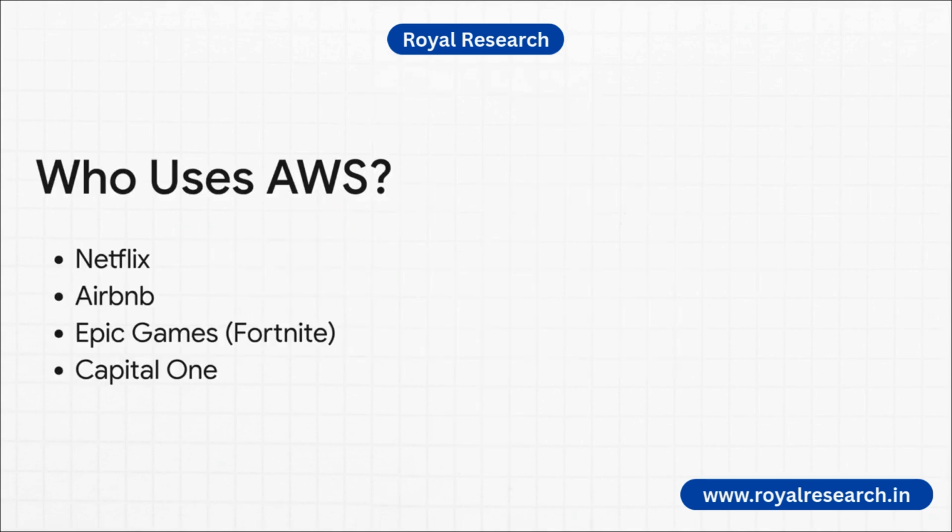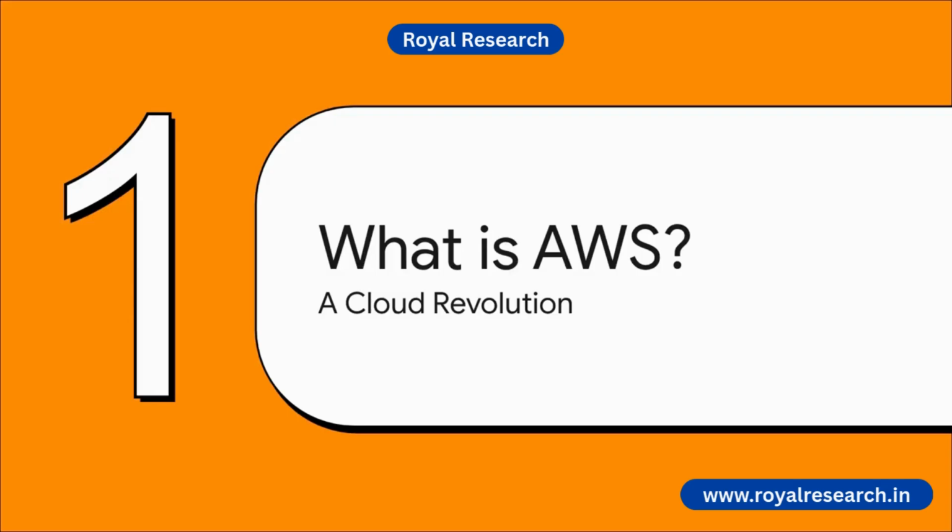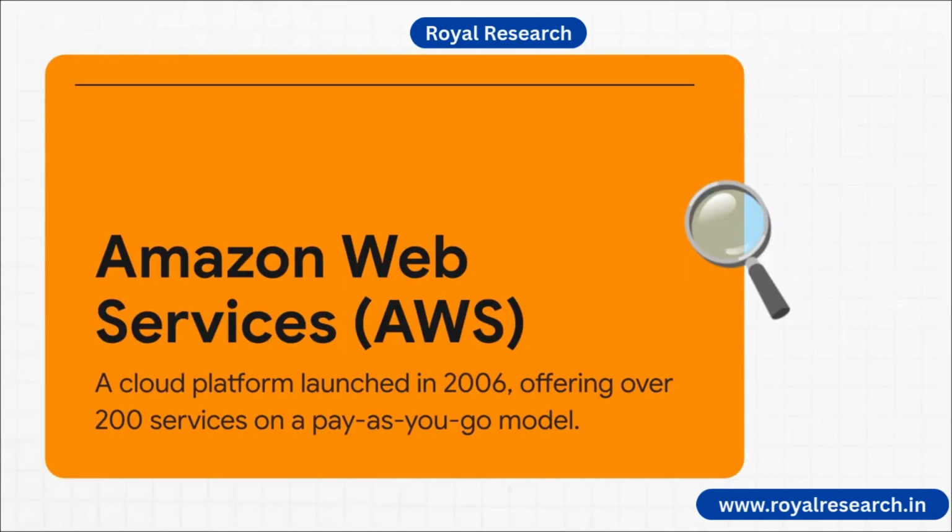Well, it turns out that all these huge household names, the ones we use for entertainment, travel, gaming, even banking, they're all leaning on the very same powerful platform to make their magic happen on a global scale. And the answer is Amazon Web Services, or as pretty much everyone calls it, AWS. And trust me, it's not just some product. It was a total revolution in how we build and use technology. So what is it really?